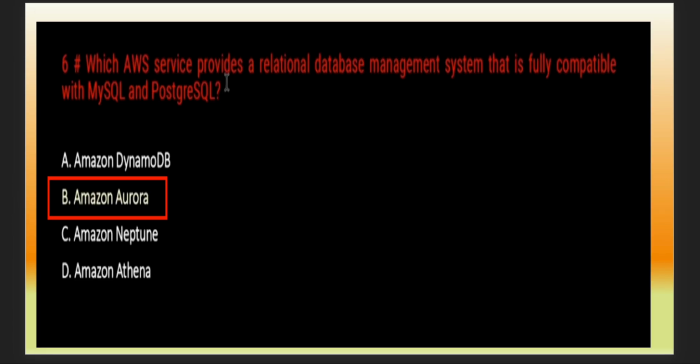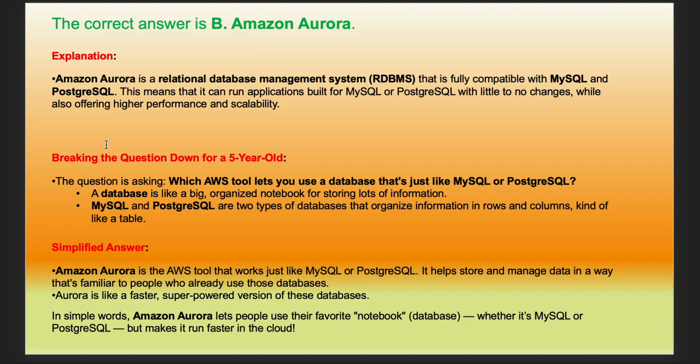Okay, which AWS service provides a relational database management system that is fully compatible with MySQL and PostgreSQL? Which Amazon AWS service is fully compatible with MySQL and PostgreSQL? The answer is Amazon Aurora. The explanation is Amazon Aurora is a relational database management system, RDBMS, that is fully compatible with MySQL and PostgreSQL.